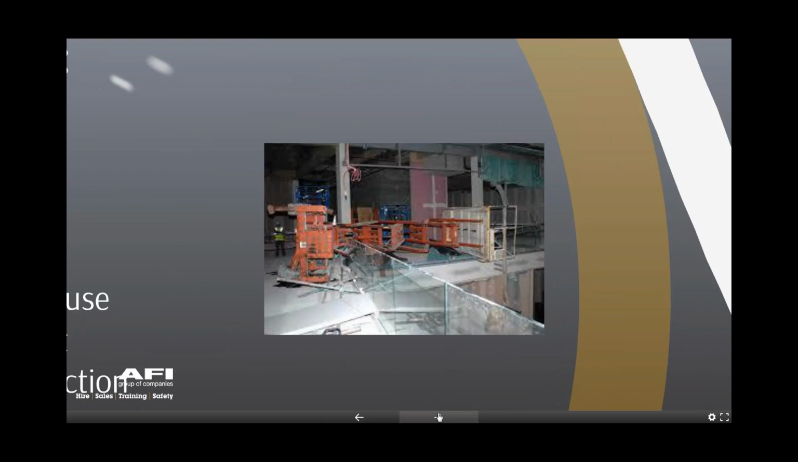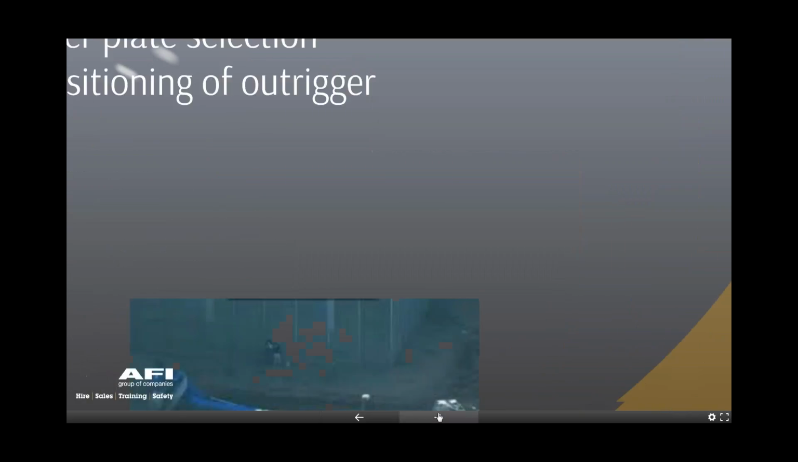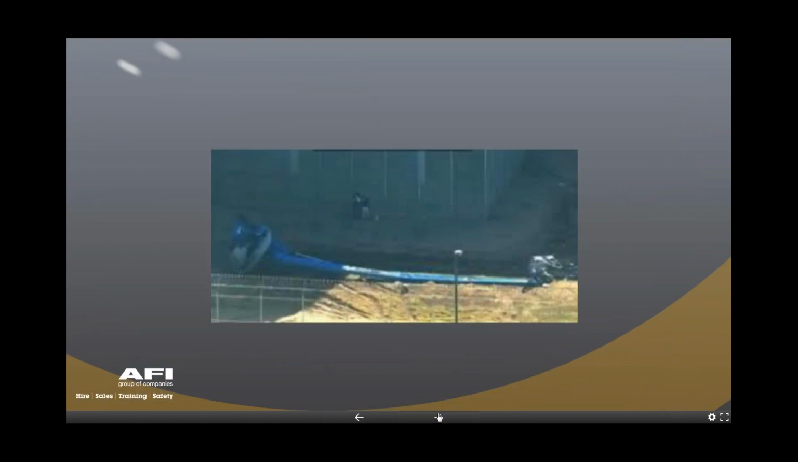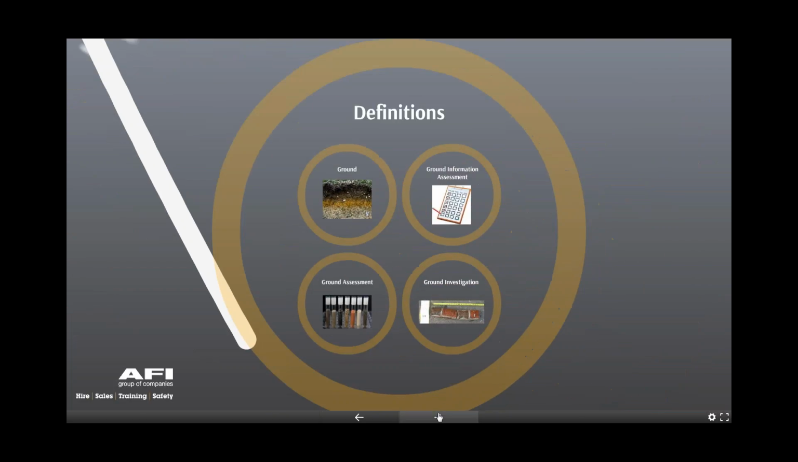You can see a couple of incidents there. So, a few examples, just to give you a flavor. There is a very good document out there. It is somewhat long. The Strategic Forum Plant Safety Group put together a document on ground conditions. It is somewhat long, but they did do a shortened version of it.